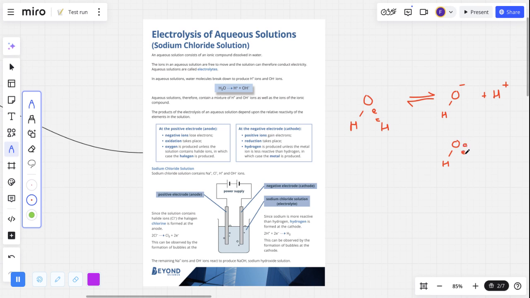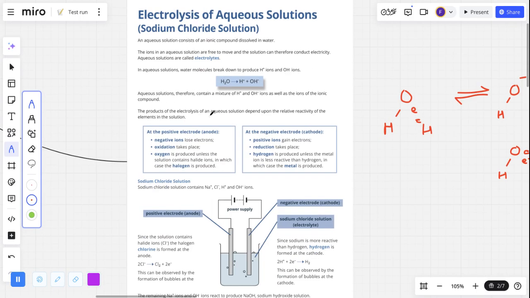Does that make sense? So it's got an extra electron. The hydrogen, poor thing, is left with no electrons. Does that make sense? So it's H plus. You add these together, 1 minus, add 1 plus, you end up with 0 anyway.